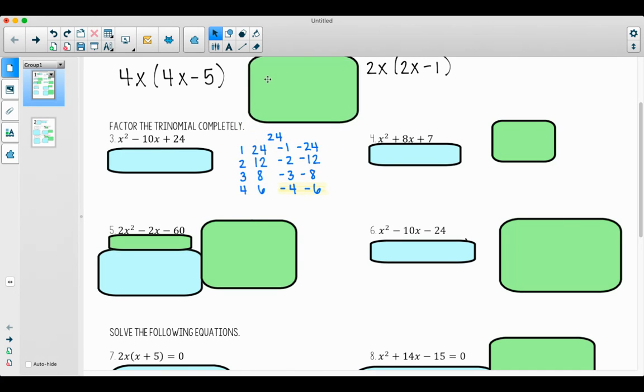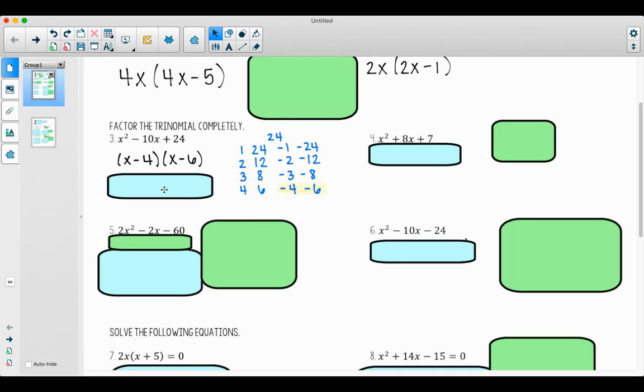Here I listed out everything that I know that multiplies to a positive 24. Notice I did positive times positive and negative times negative. Here, the only combination that's going to work is x minus 4 and x minus 6. Notice the order doesn't matter, so I could have rewritten this as x minus 6 times x minus 4. But the signs are very important because I'm trying to get that negative 10.